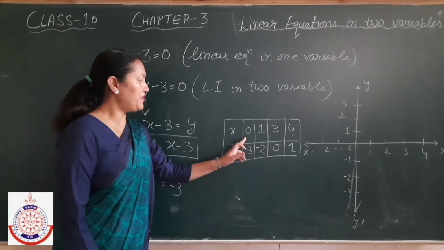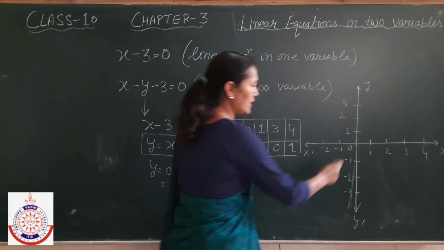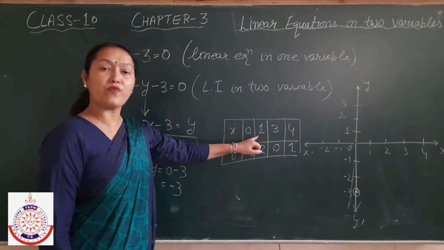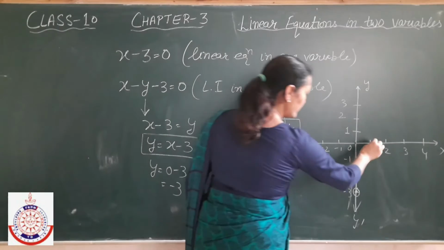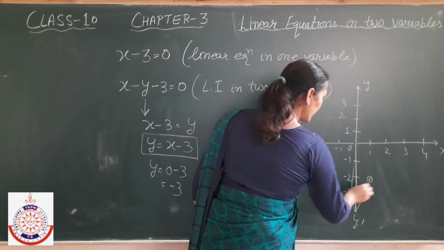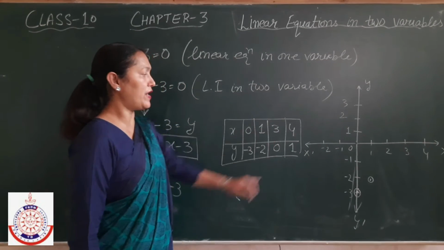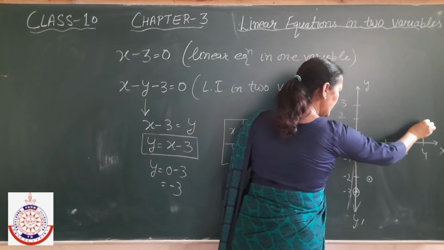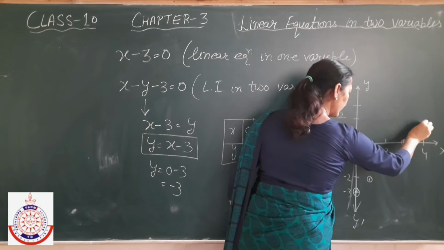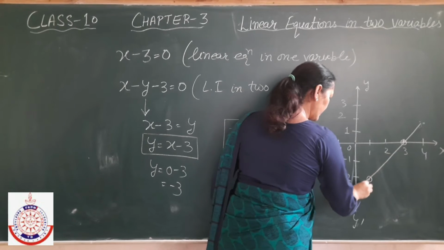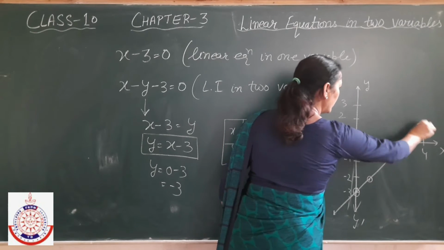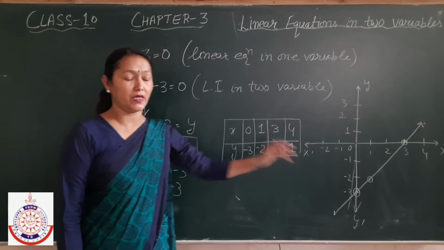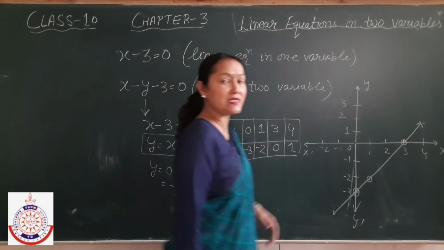Now we are having, if x is 0, y is minus 3. x1, y minus 2. And x3, y0, that means here. So if we join these points, if we join the given points, we will get a straight line. This we have learned in class 9th.